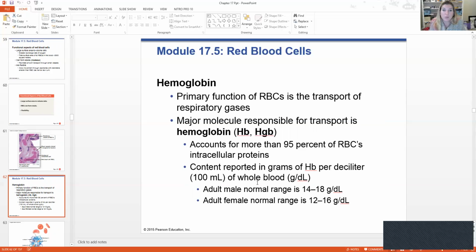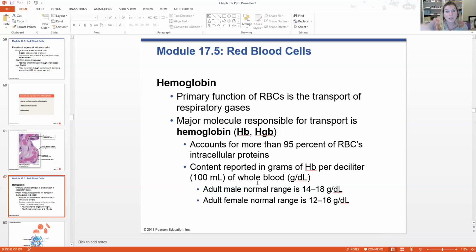It's the major molecule that's responsible for transporting carbon dioxide and oxygen. So it accounts for more than 95% of everything inside of the red blood cell. So basically, when these red blood cells are formed through that process of erythropoiesis, everything's taken out of the cell except hemoglobin, pretty much. Hemoglobin is stuffed in there, jam-packed in there.